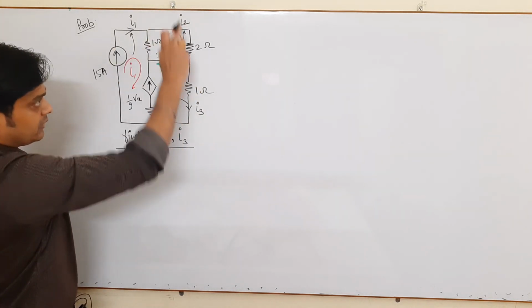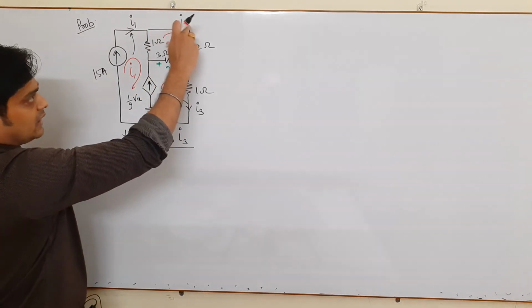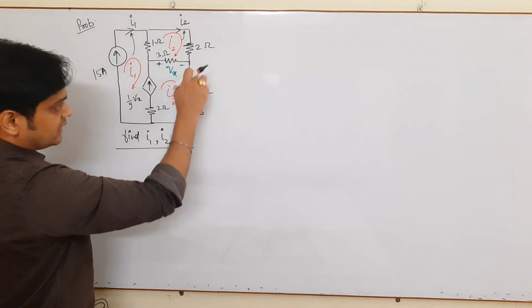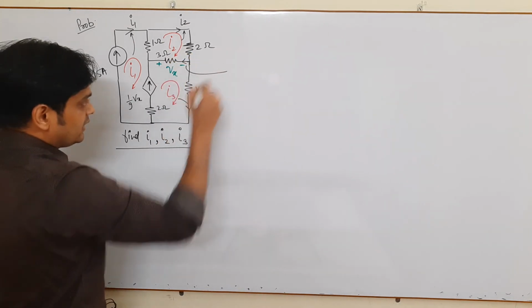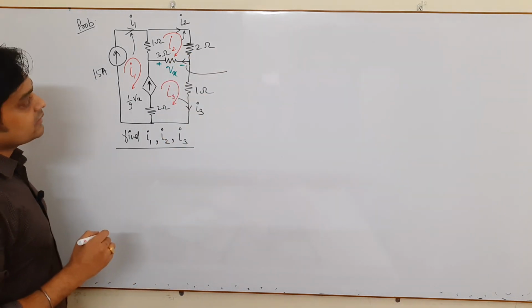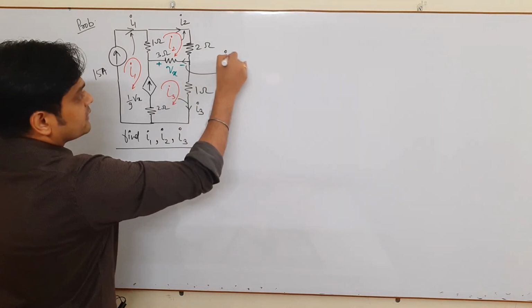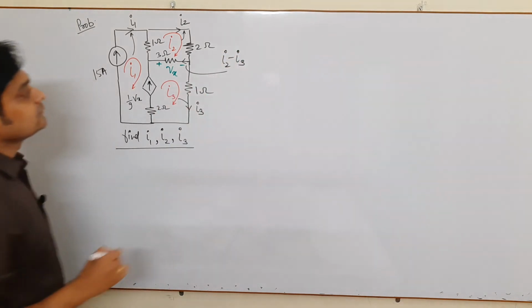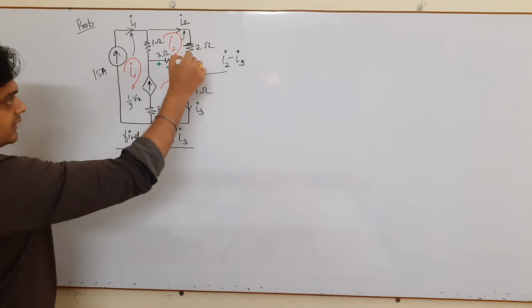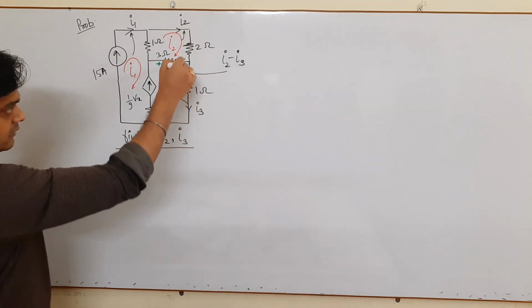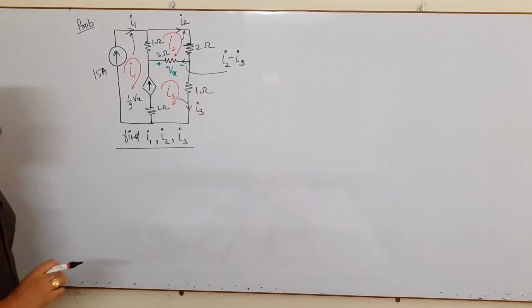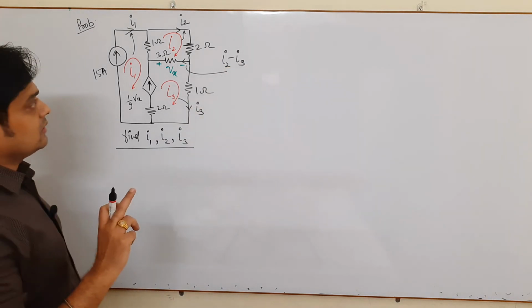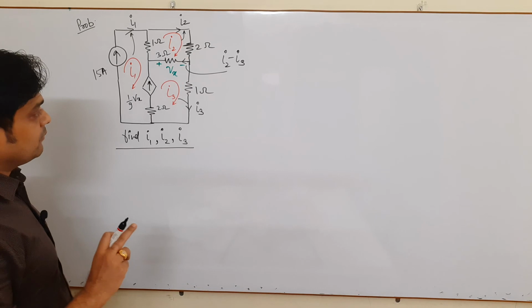Okay, very important concept. If I say I2 is the current which is flowing in this branch and I3 is the current which is flowing in this branch, so what is the current here? Yes, this current is I2 minus I3. Whatever the current enters here, I3 will go in this fashion. So the current entering this resistance is I2 minus I3. Yes, this is with the concept of current division, very important.